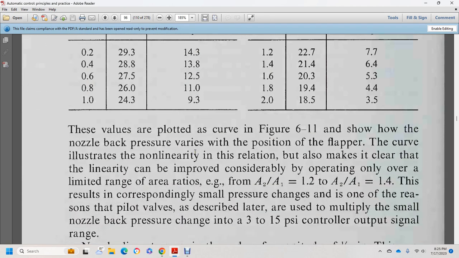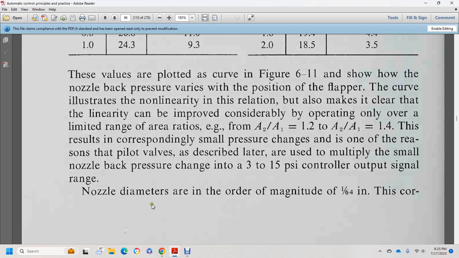These values apply to the curve of figure 6.11, which shows the nozzle back pressure for the position of the flapper. The curve illustrates the non-linear relation, but also makes clear that linearity is improved considerably by operating only over a limited range of the area ratio from A2 to A1, about 1/2 to 1.4, with the result of a correspondingly small chamber. This is one of the reasons for the pilot valve, which describes the areas of the multitude with the signal of the nozzle back pressure changing from 3 to 15 psi, the controller output signal range.